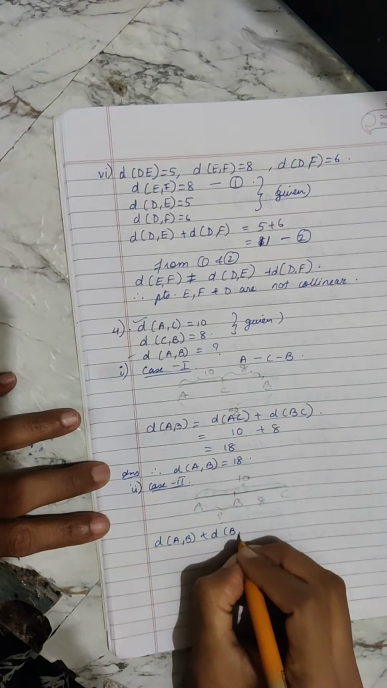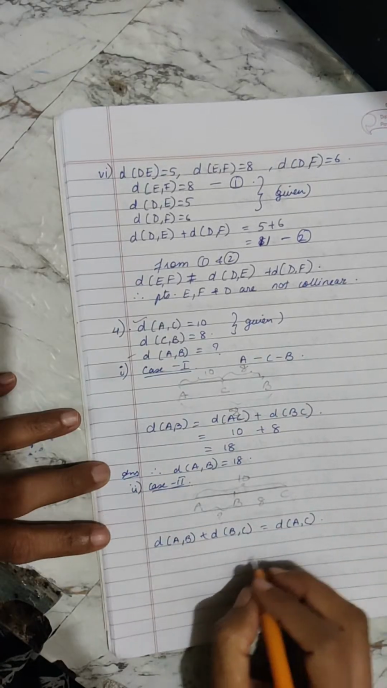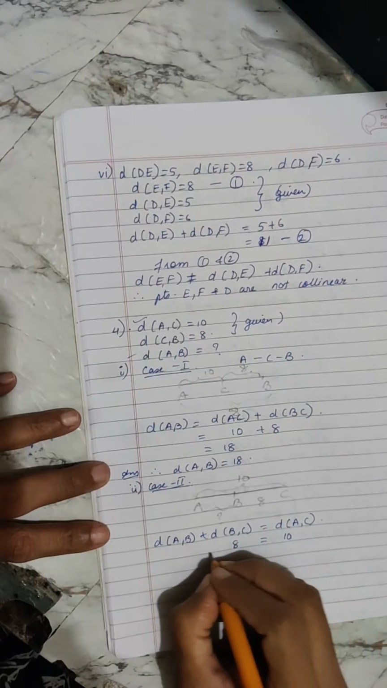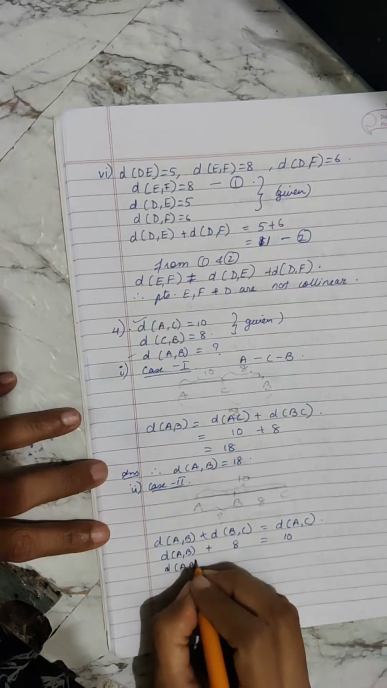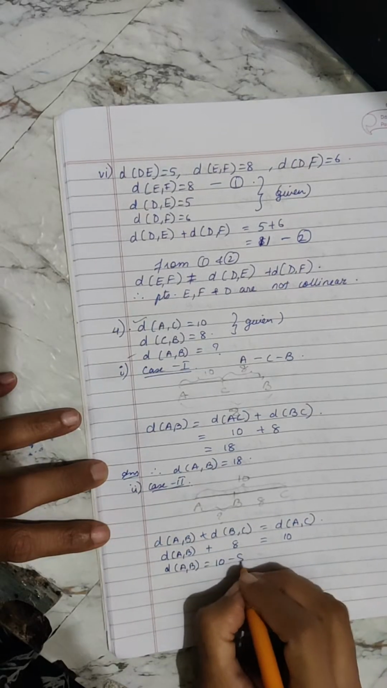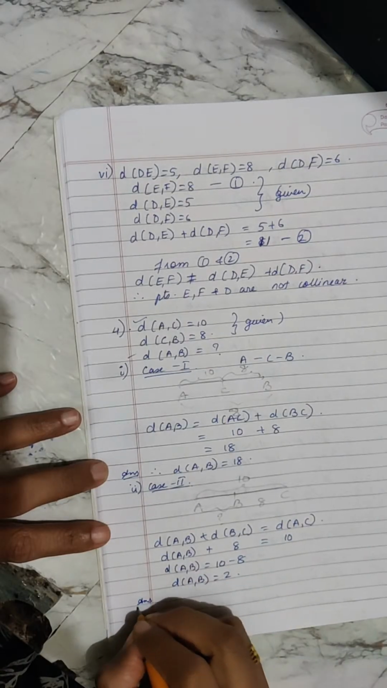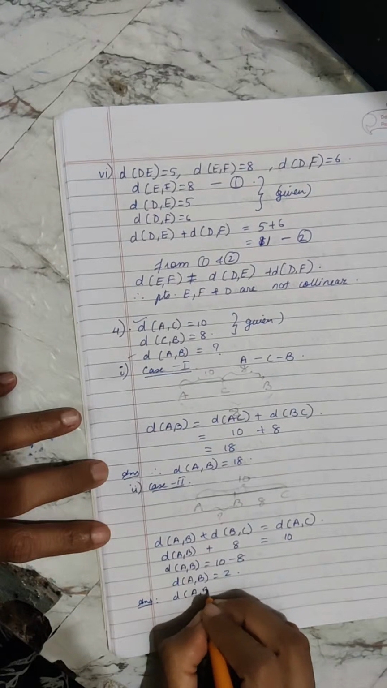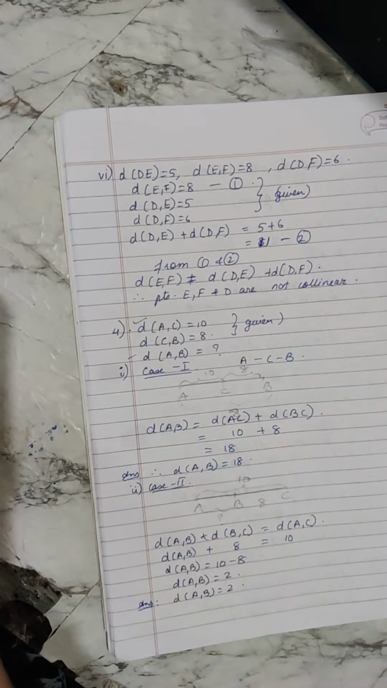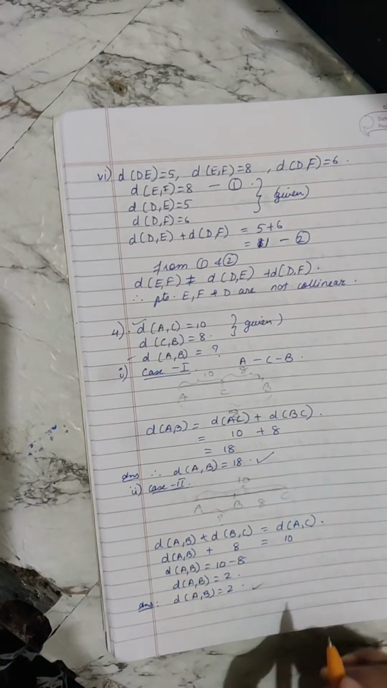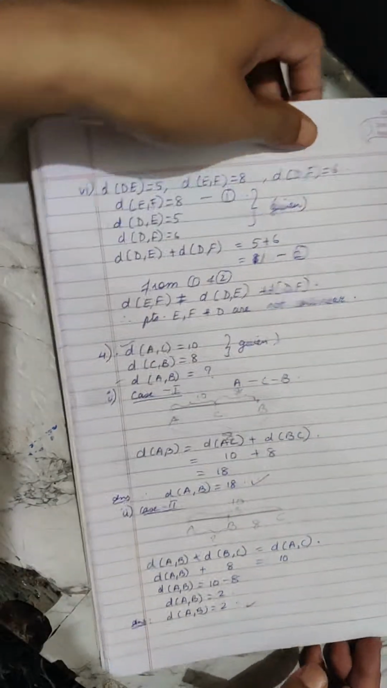plus distance BC will be distance AC. Right? According to the figure. So this is 10, this is 8. You have to find AB, right? So AB will be what? AB will be 10, 8 goes to the other side so it becomes minus. So distance AB will be 2. So answer, distance AB is 2. So both the possibilities: first possibility distance was 18, second possibility distance is 2. Okay. Next question.